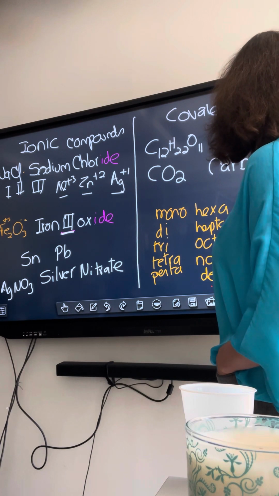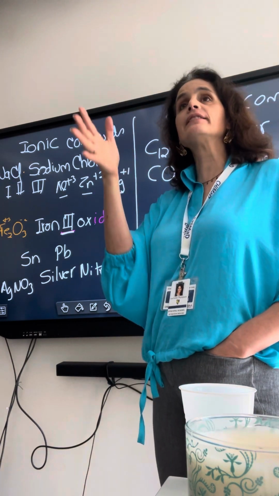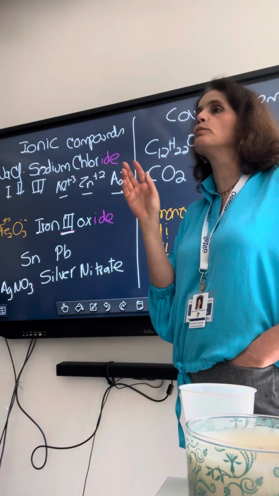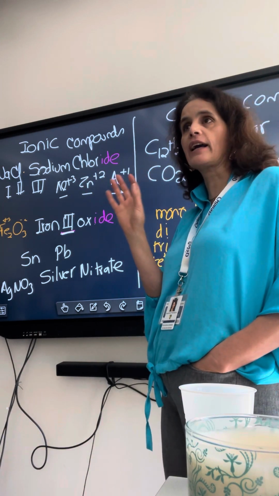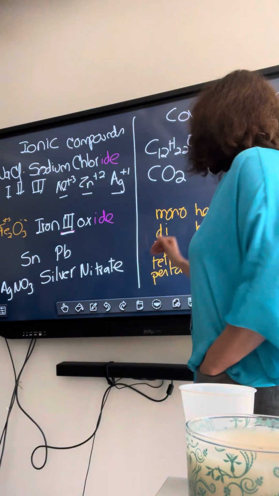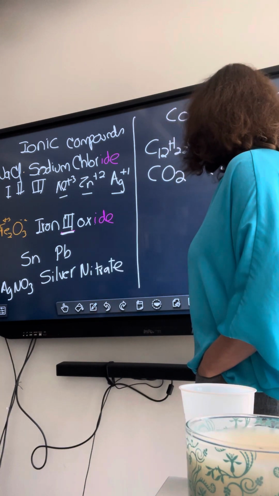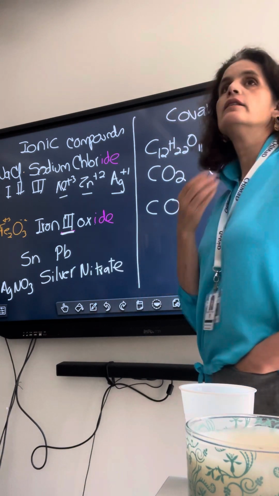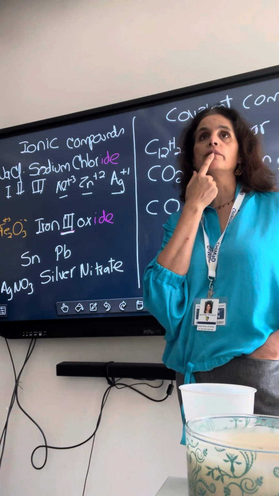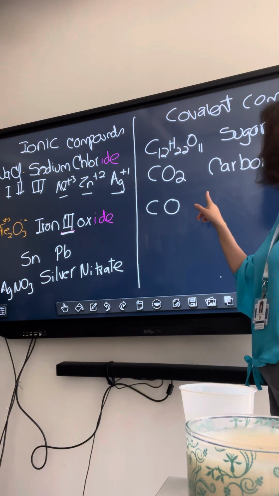So you have the di for dioxide. Now there is one thing: if it is the first element, you do not have to use mono. You can just leave it as carbon. So you don't say monocarbon dioxide, only if it's the first element. If it is the second element, you do have to say the mono. So how do you call this? Carbon monoxide.